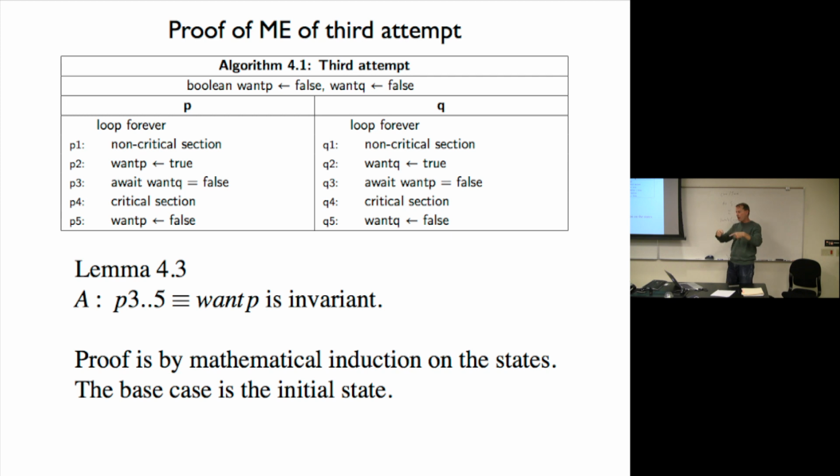And then it would evolve in time, and as it evolves in time, we want to prove that that's invariant. So it's proof by mathematical induction on the states, and the base case is the initial state. Then we have to analyze how it can make transitions. Now you see how we reasoned that out? Okay, so let's do the base case.